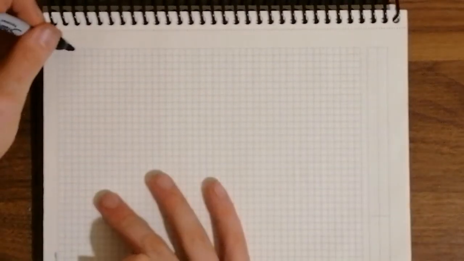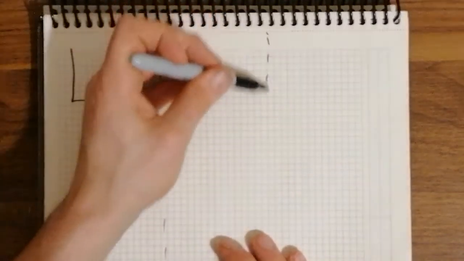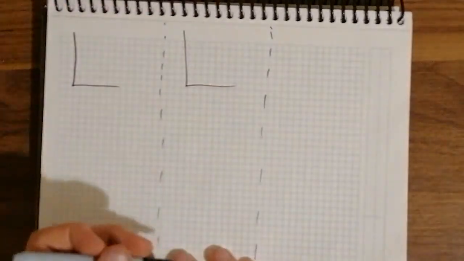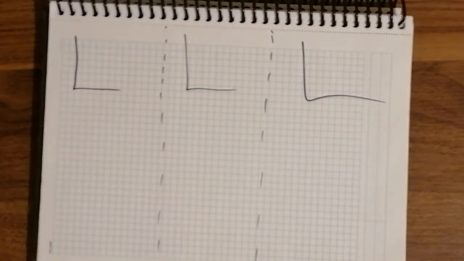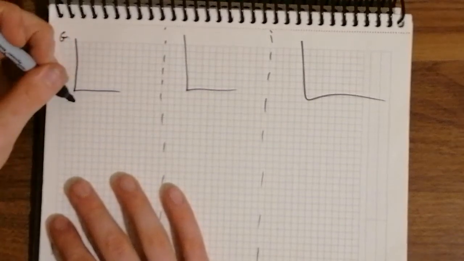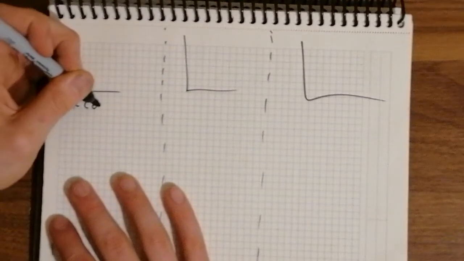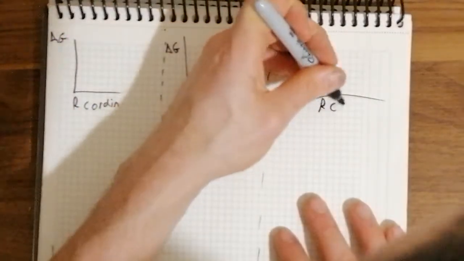This video is about transition state stabilisation and why it is important. I'm going to start off with three graphs. Let's roughly do it like this. So this is to do with enzymes and biocatalysis. We've got the Gibbs free energy, delta G, and the reaction coordinate.